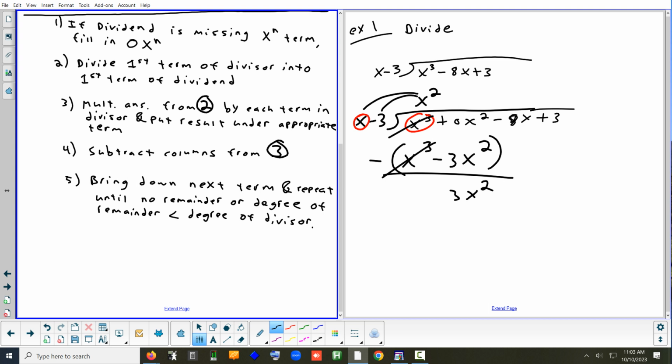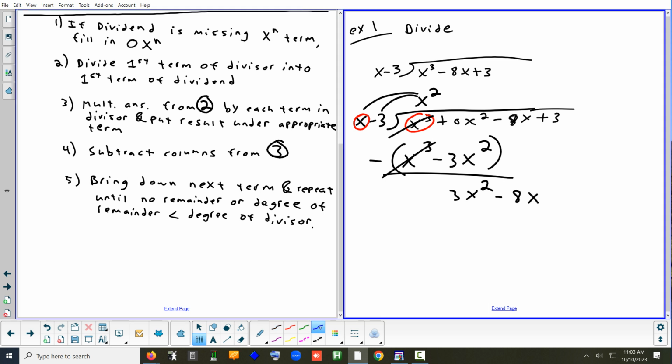So my next term is negative 8x. Now, you keep doing this until either you get a remainder of 0, then you're done, or until this exponent is smaller than that exponent. We had a 1 as the original exponent on the outside for the divisor. Now we have a 2 inside. It's not smaller, so we've got to keep going. Okay, so now divide x into 3x squared. What do you get if you divide x into 3x squared?